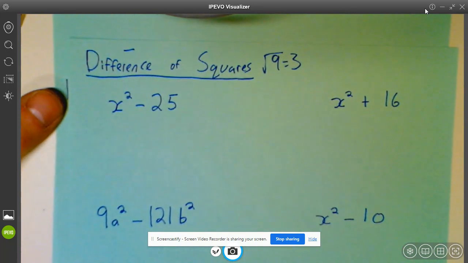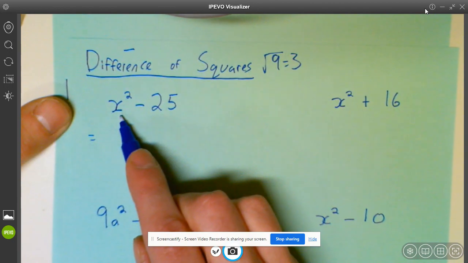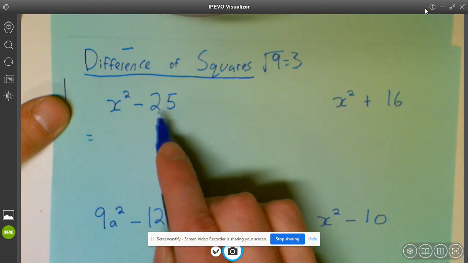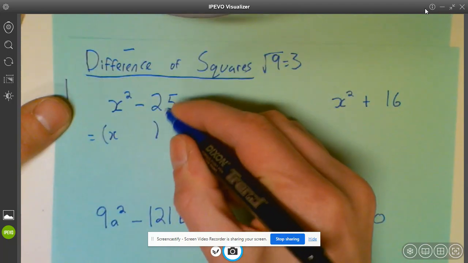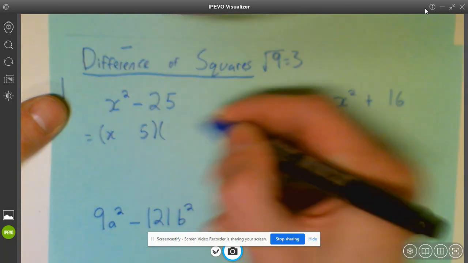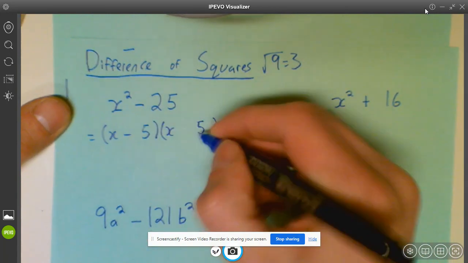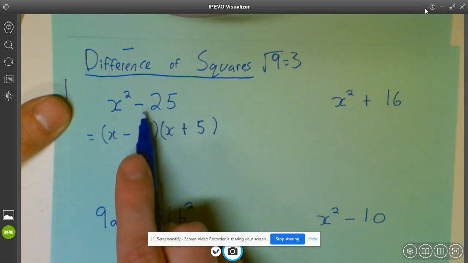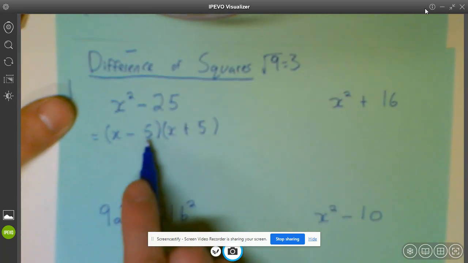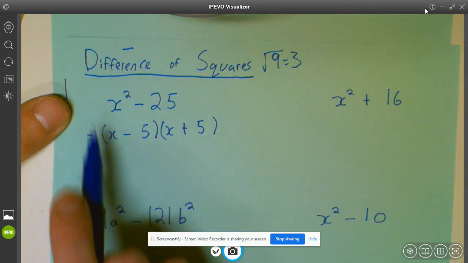There's a nice pattern for difference of squares. X squared is a perfect square. 25 is a perfect square. So the square root of x squared is x. The square root of 25 is 5. And I'm going to repeat that in the second bracket. One's going to be minus and one's going to be plus, and I'm already done. So if I have two perfect squares separated by a minus sign, I can just put their square roots in each bracket and have alternating signs. If you try to FOIL, you'll end up back where you started.